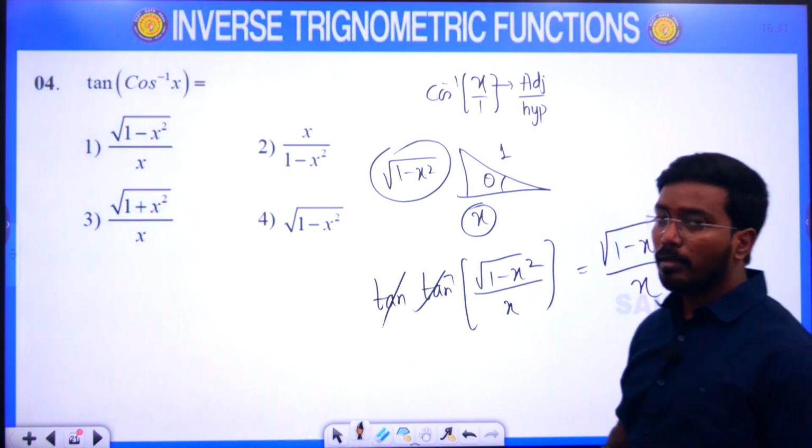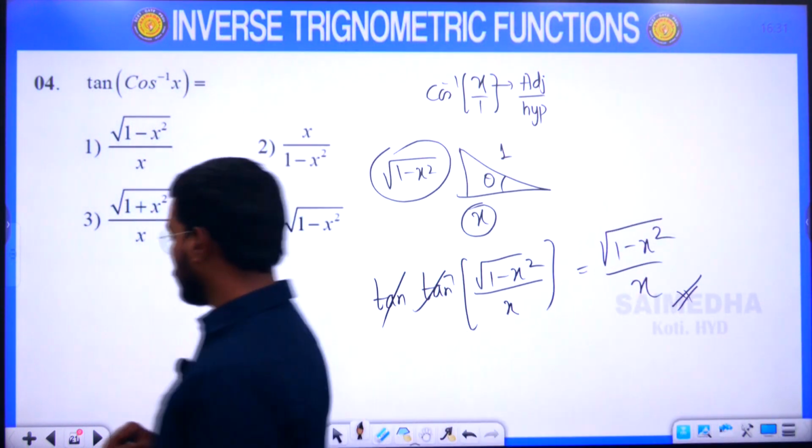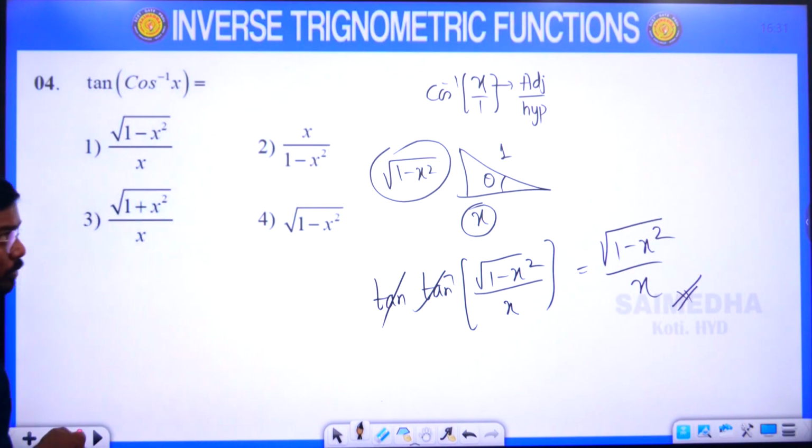This form is called the triangle form, with which we are going to convert one inverse function into another inverse function. Go through it. Pause the video, note it down. Let's go for the next question.